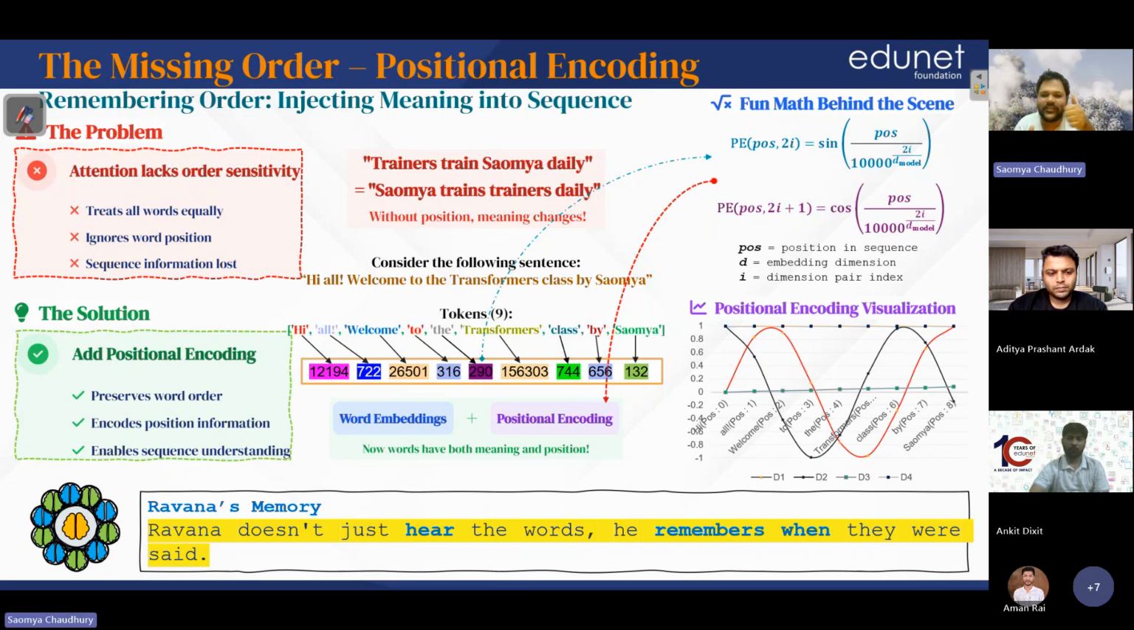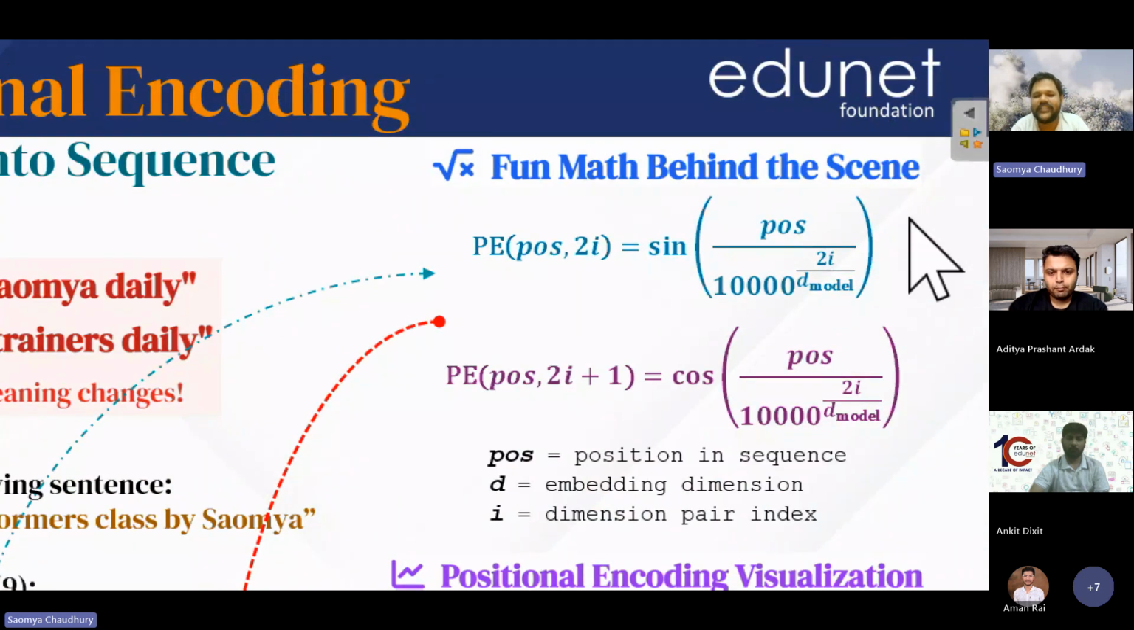Can I get some thumbs up if this particular stuff is clear? What is happening if I take sine or a cos? Is it understandable? Okay, perfect, brilliant. Next, let's move inside now.